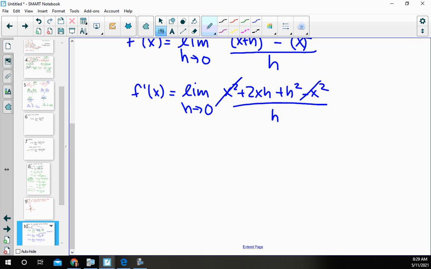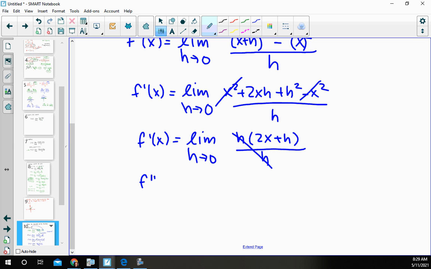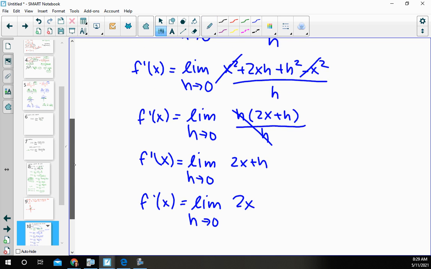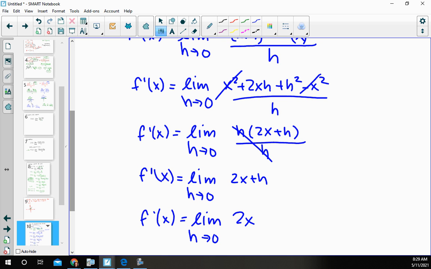Okay? So those cancel. I notice I can pull that h out again, so I would get 2x plus h left. I could cancel them. Okay, so I would have 2x plus h, where if I actually plugged 0 in, I would get 2x. So that is the equation of the tangent line, that would be the derivative of x squared.